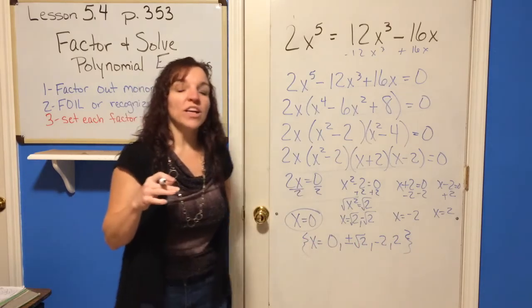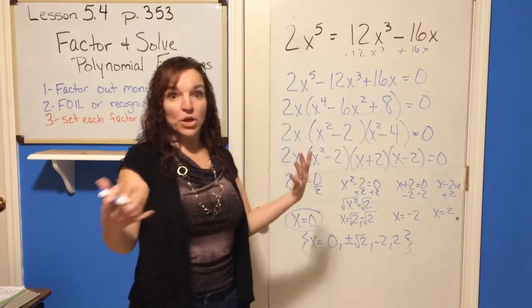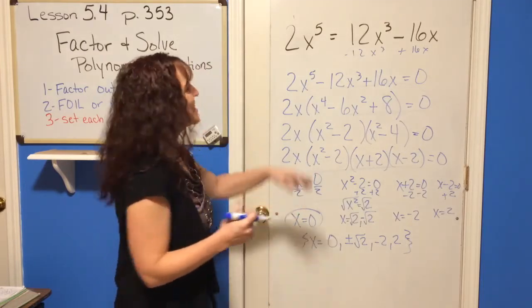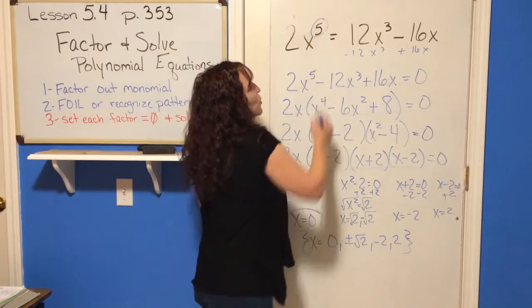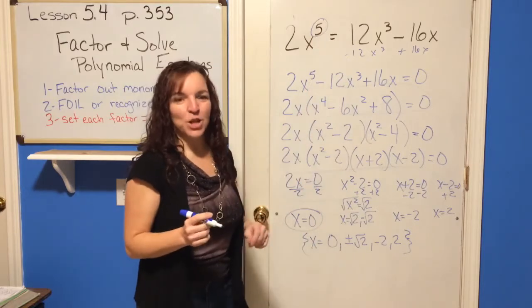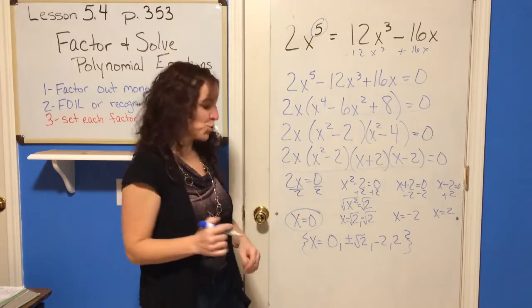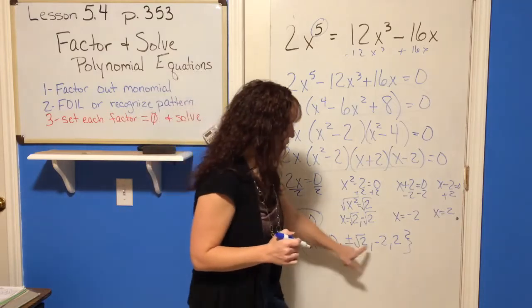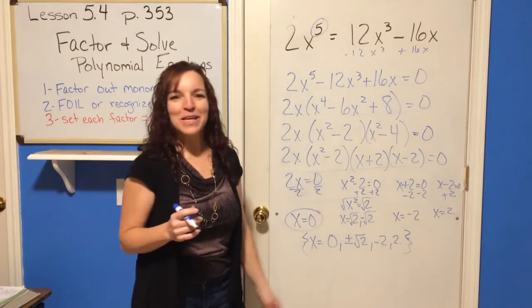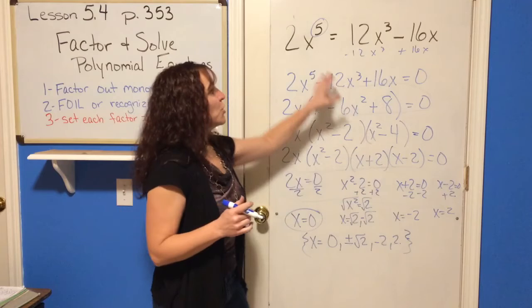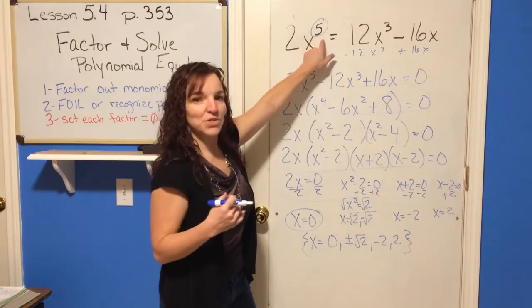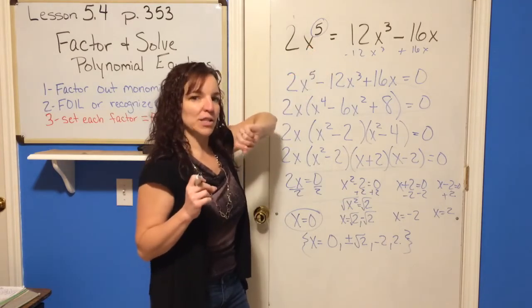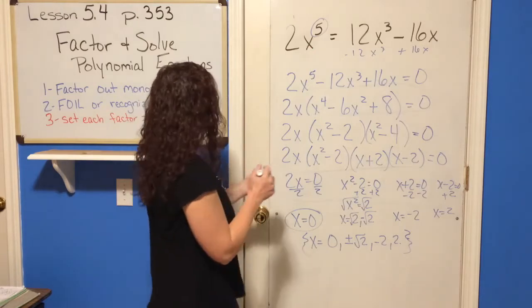And you can know if you've got at least the right number of answers because your largest exponent tells you how many factors you should have. So 1, 2, 3, 4, 5 answers. So when you get to the very end, you should have the same number of answers as you have in your largest exponent. All righty?